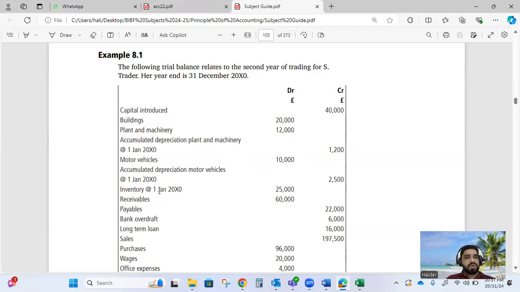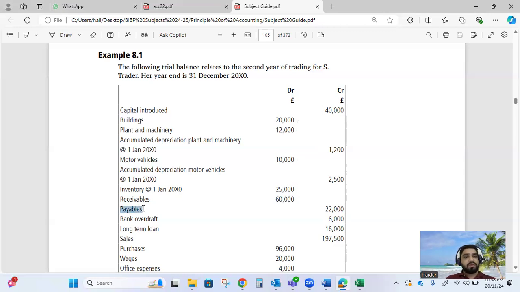The inventory at 1st January 2010 is given to you in the question. It is part of the income statement as opening inventory because we will use it in our formula of cost of goods sold. And then we have receivables. This is an item of the balance sheet and a current asset. This is basically our debtors. It has a debit balance. So we can see this is a current asset account.